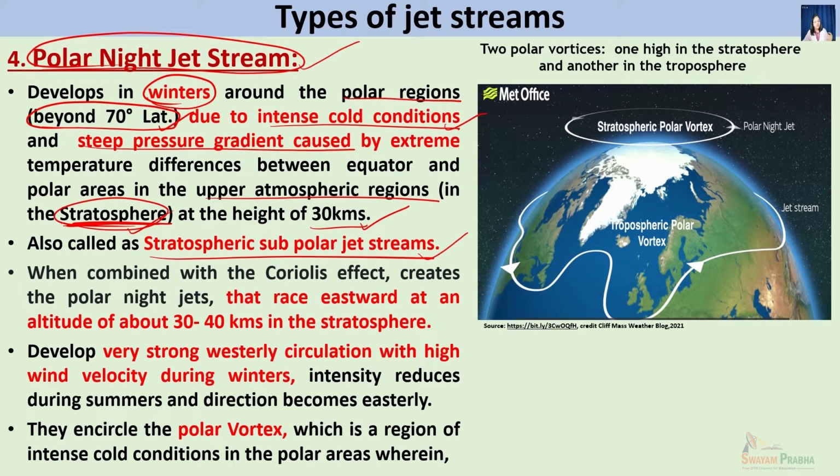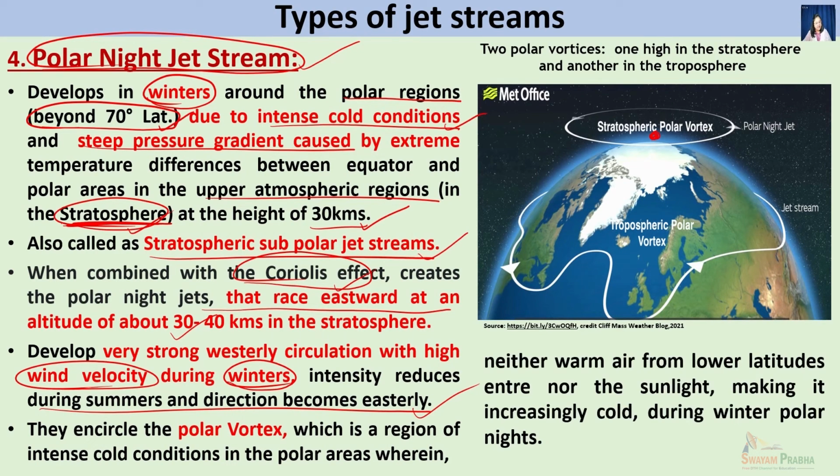And when these rapidly flowing winds combine with the very dominant Coriolis force, which is very high in the polar areas, they race eastward at an altitude of about 30 to 40 kilometers and become strong westerly currents with very high wind velocity. And this wind velocity is immensely strong during the winter season, while the intensity of these polar night jet streams reduces during the summer season due to less contrasting pressure gradient conditions.